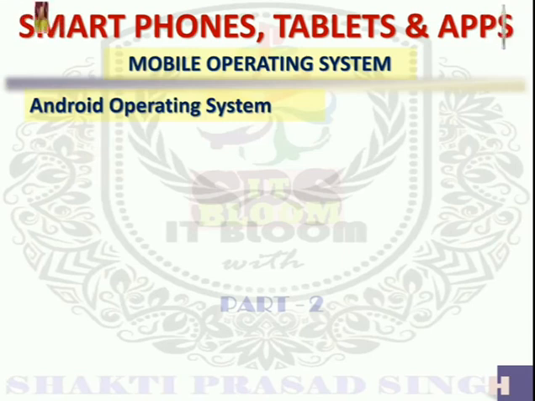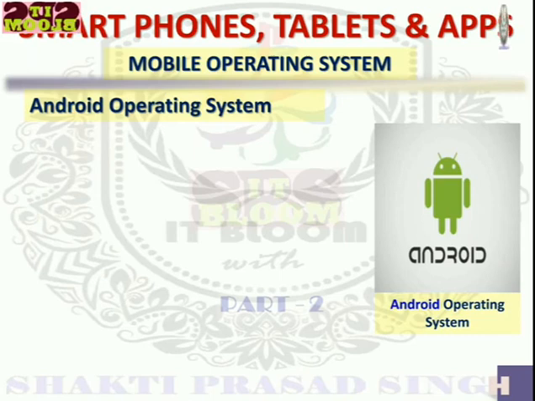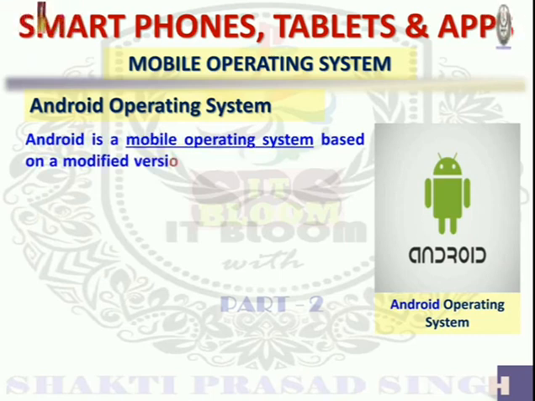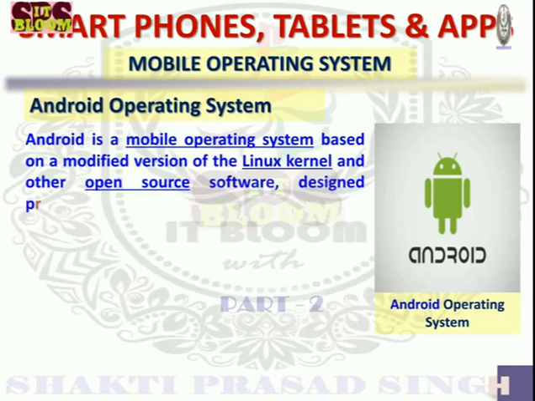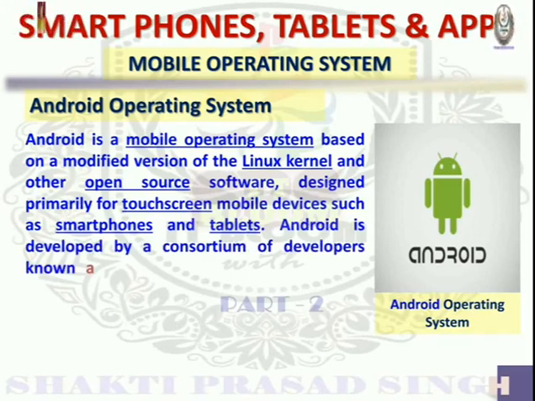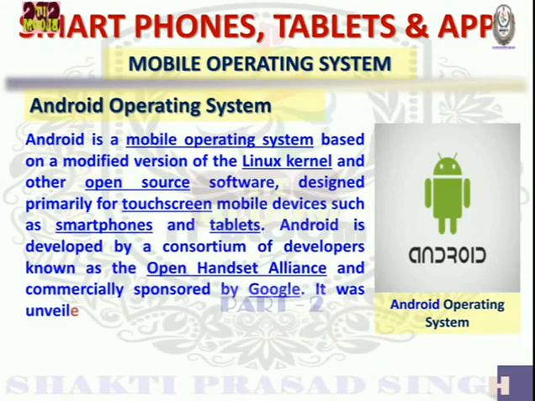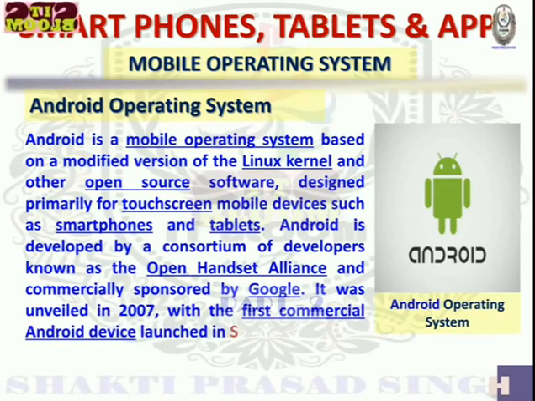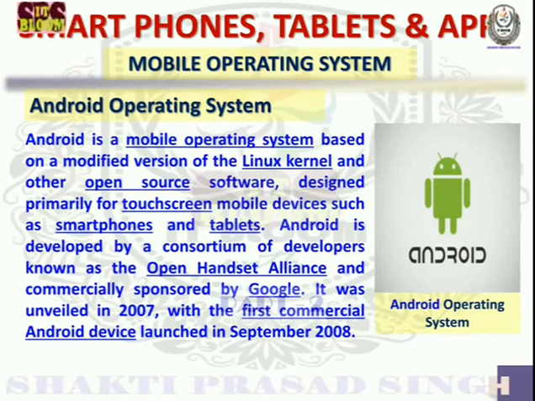Next one is the Android operating system. A very popular operating system. Here is the symbol of the Android operating system given in the picture. Android is a mobile operating system based on a modified version of the Linux kernel and other open source software. Linux is open source, which means you can make modifications in it for the interface. Designed primarily for touch screen mobile devices such as smartphones and tablets.